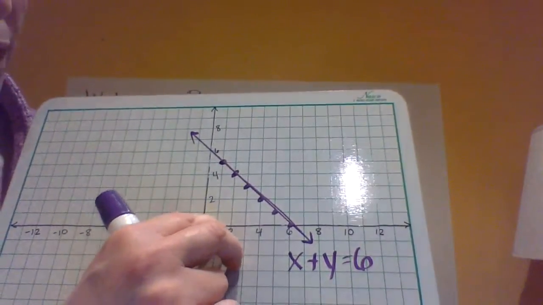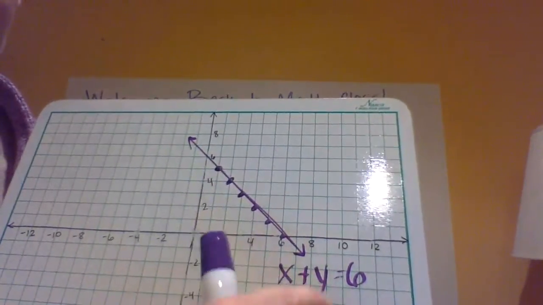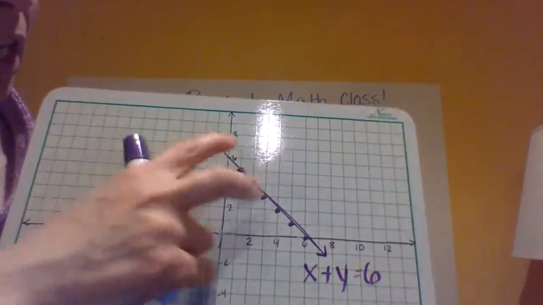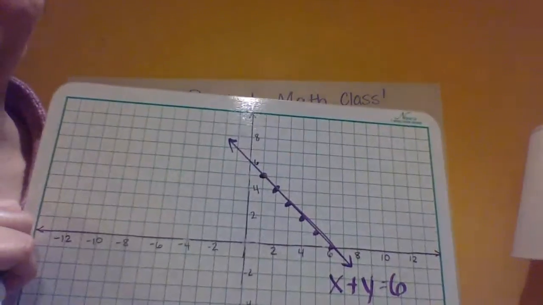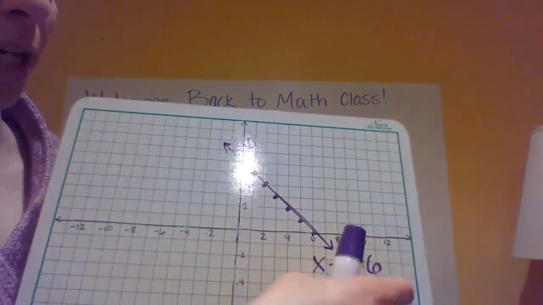If I took any x value, even if I took 1.5, figured out what my y value was and plugged it in, that would equal 6. It goes on forever. You can see that it has arrows on the end. Okay, so this is the graph of this equation.